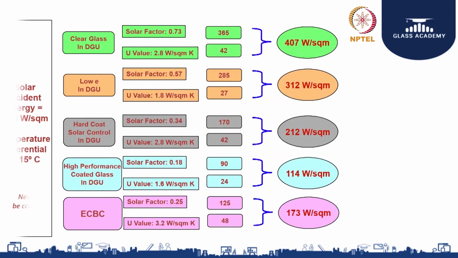To have a detailed understanding of this, I have the same typical condition, 500 watts and 15 degrees Celsius, and the same clear glass, which gives 407 watts. When I have a low E glass or a thermal insulation glass, you can notice the U value is lower than your clear glass, and because of that there is an impact on your solar factor. The same formula applies: relative heat gain, solar factor into solar incidence plus U value into delta T. Put together, the heat coming in is reduced by 100 watts, but still there is scope.